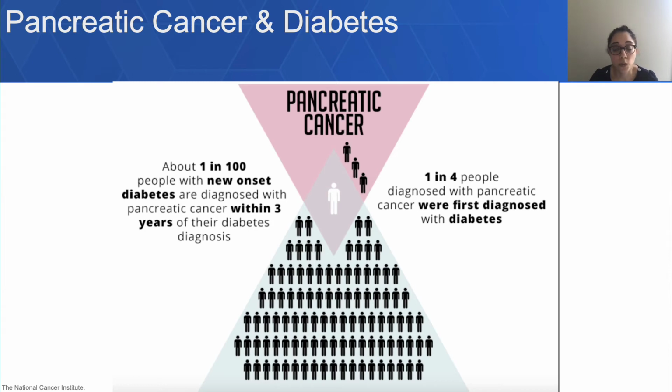The relationship between diabetes and pancreatic cancer is of great interest to the National Cancer Institute, who recently published this figure. Some important statistics to know about are that 1 in 100 people with new onset diabetes are diagnosed with pancreatic cancer within 3 years of their diabetes diagnosis, and that 1 in 4 people diagnosed with pancreatic cancer were first diagnosed with diabetes.